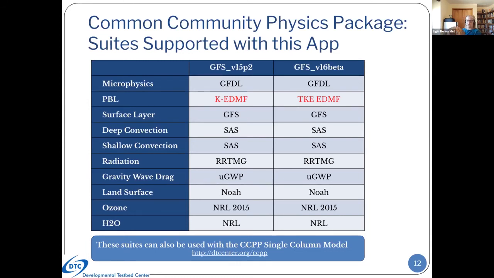PBL, I listed there in red because it is the one scheme that differs between those two configurations. So the GFS V15P2 uses a K-profile-based eddy diffusivity mass flux, while the GFS version 16 beta uses a TKE based eddy diffusivity mass flux scheme. The other parameterizations are the same between the two suites. So the surface layer is just called the GFS surface layer. The deep convection is a simplified Arakawa-Schubert, as well as the shallow convection is also based on the SAS. The radiation is the RRTMG. Gravity wave drag is based on the unified gravity wave physics scheme. We use the NOAA land surface model. And radiation parameterization is complemented by an ozone scheme and an H2O scheme that were developed at the NRL, the Naval Research Laboratory.